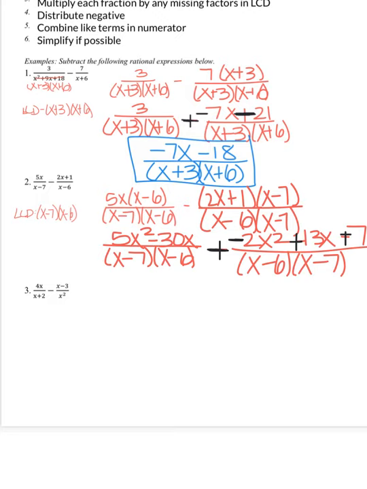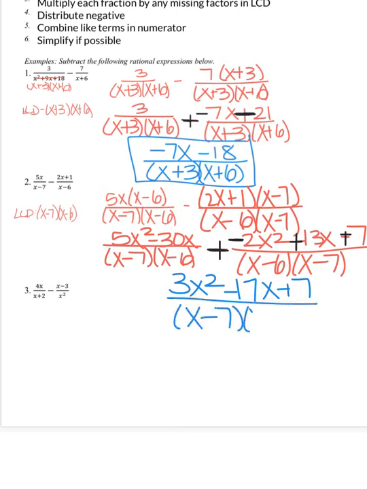So now, just like what we did the other day, you just combine like terms in the numerator, keep the denominator. So 5x squared and negative 2x squared is 3x squared. Negative 30x plus 13x is negative 17x. And then you have plus 7 by itself, divided by x minus 7 times x minus 6. You cannot factor the 3x squared minus 17x plus 7 at all. So this is your final answer.